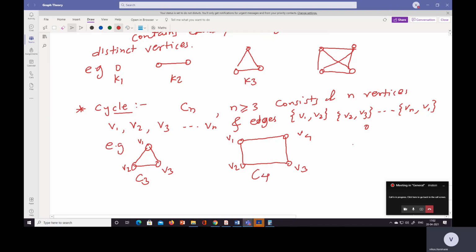Again one more example we take, 5. So this is V1, this is V2, this is V3, V4, V5. Okay, so V1 to V2 one edge is there, V2 to V3 one edge is there, V3 to V4 edge is there, V4 to V5 edge is there, and V5 to V1 edge is there. So that is the C5 cycle.